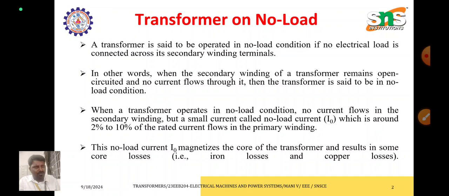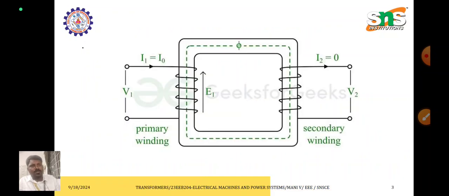There is no current flow through the secondary winding, but a small current called no load current, denoted by I naught, which is around 2% up to 10% of the rated current, flows in a primary winding for magnetization purpose. Okay, so this is the schematic diagram.